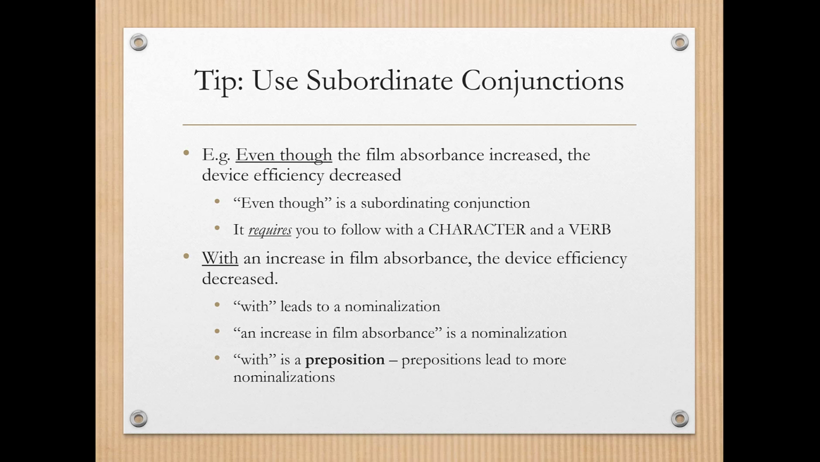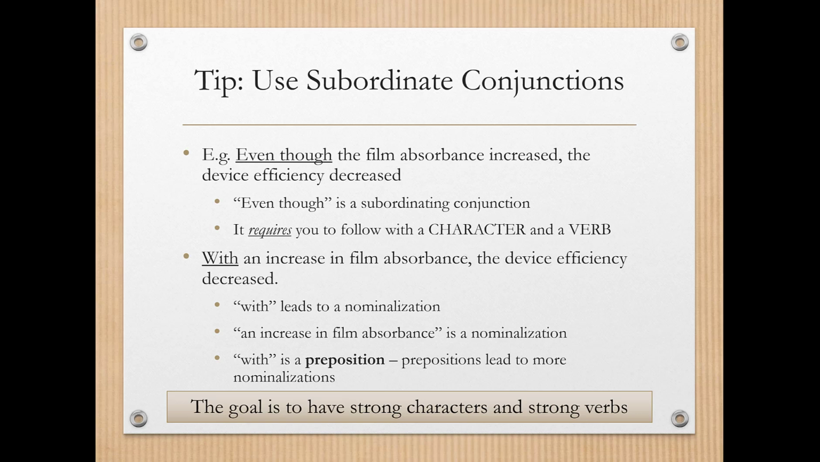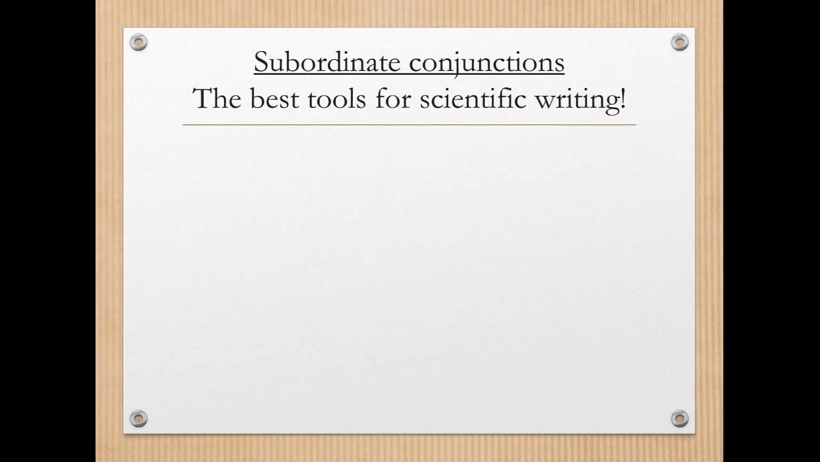So the top tip here is use subordinate conjunctions to connect your clauses, your phrases. Let's have a look at certain subordinate conjunctions. And again, the goal here is to have strong characters and strong verbs in our writing. So these are the best tools. And we can break down these subordinate conjunctions into several categories. Time, so before, while, when, as, after, and since.